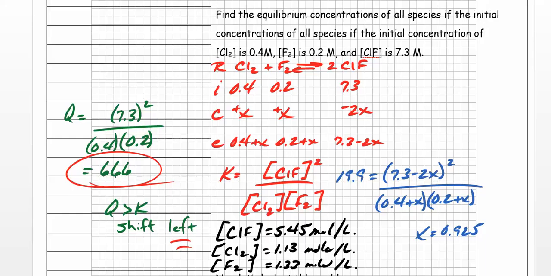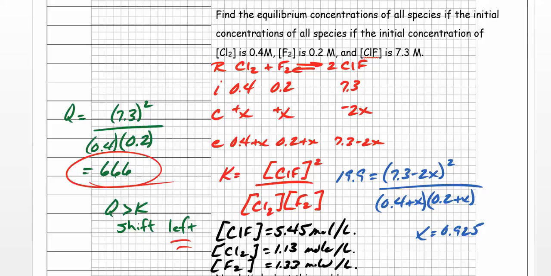So now that I know that I'm shifting left, I can put a plus right here, a plus right here, and of course on the other side that's a negative sign. 1, 1, 2 means I'm going to have a 1 and a 2 in front of those x's. So in this change column, I'm going to have plus x, plus x, and minus 2x. So the equilibrium line is going to be the sum of the initial and the change line. So 0.4 plus x, 0.2 plus x, and 7.3 minus 2x in that equilibrium line. All right, so looking good so far.